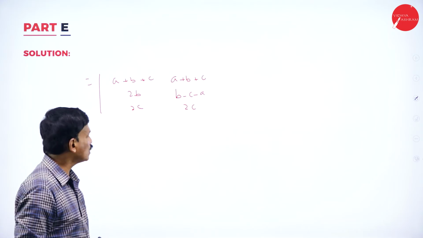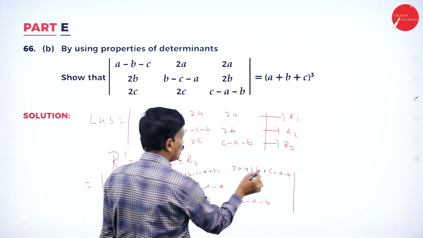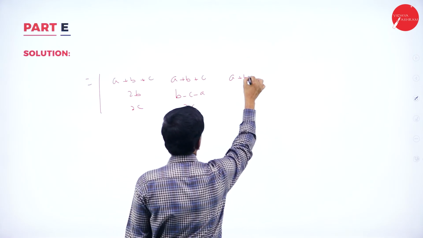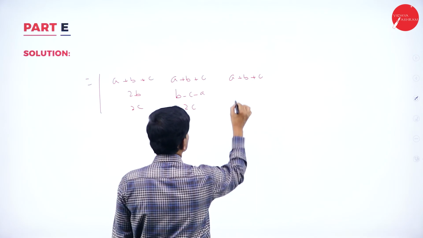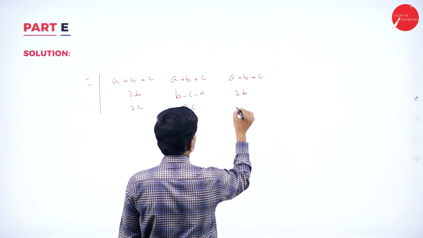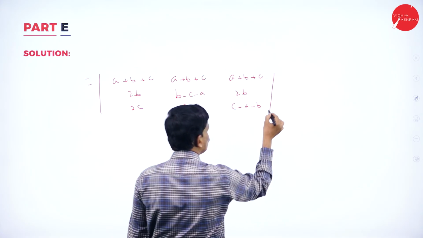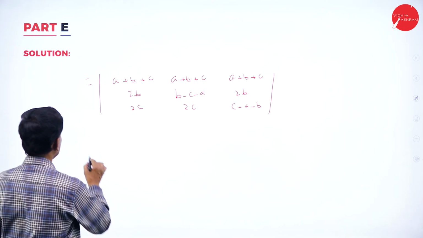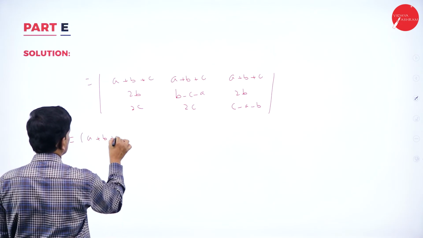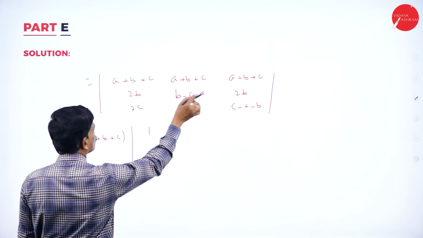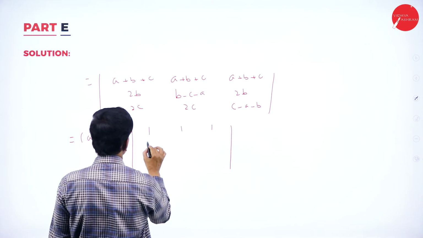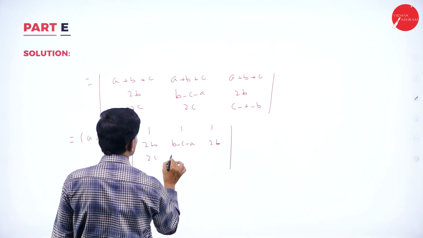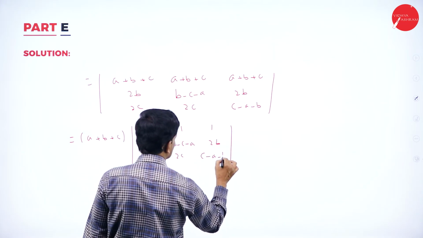Now for the third column, again 2A minus A is A, 2B minus B is B plus C, A plus B plus C, A plus B plus C, 2B and C minus A minus B. Now simplify this. If you simplify, you get the answer. Now you can take the common factor. A plus B plus C is the common factor in the first row: 1, 1, 1. The remaining is 2B, B minus C minus A, 2B, 2C, 2C, C minus A minus B.